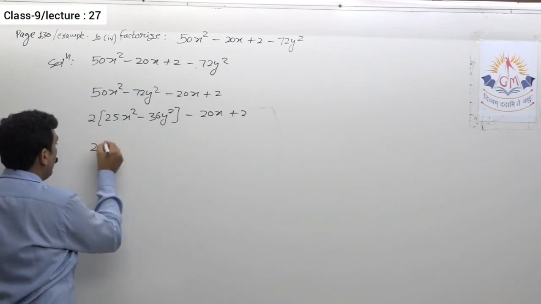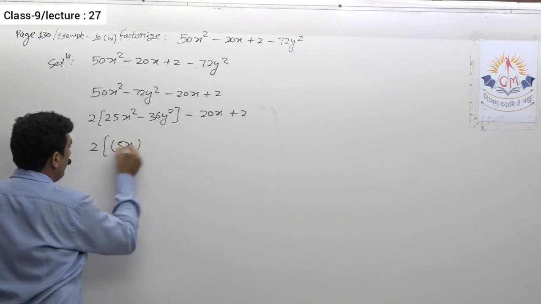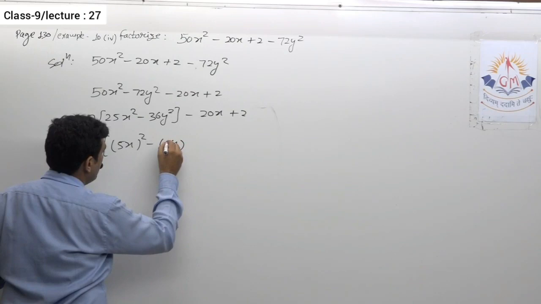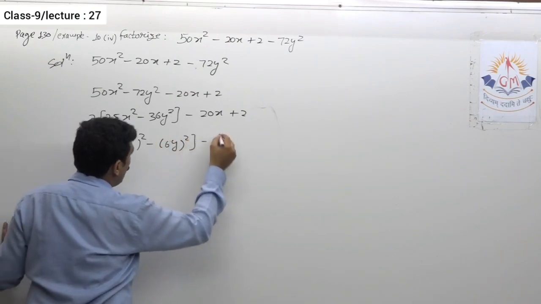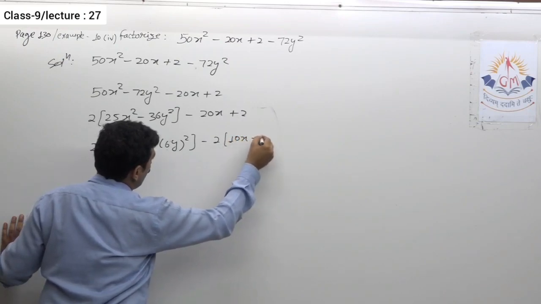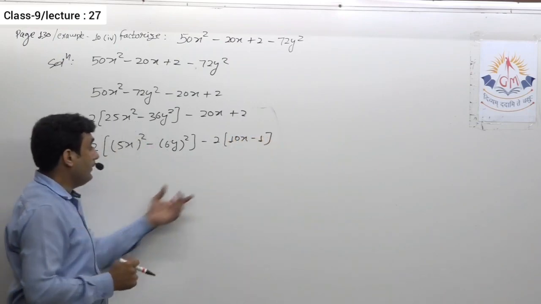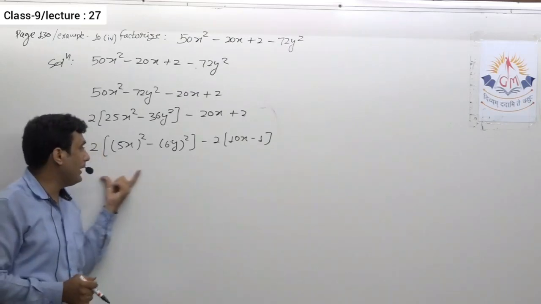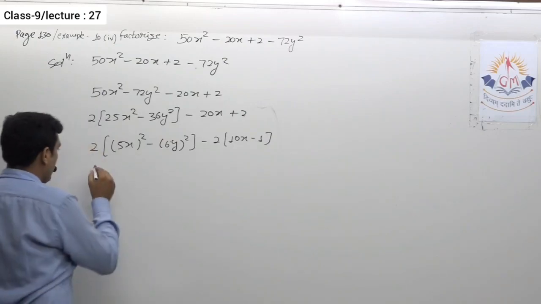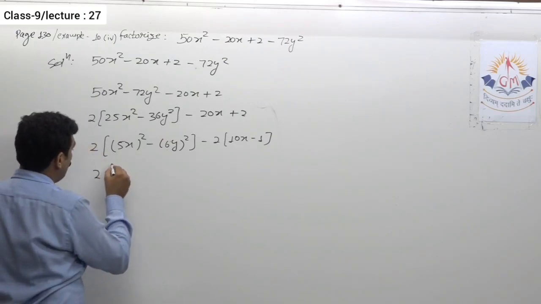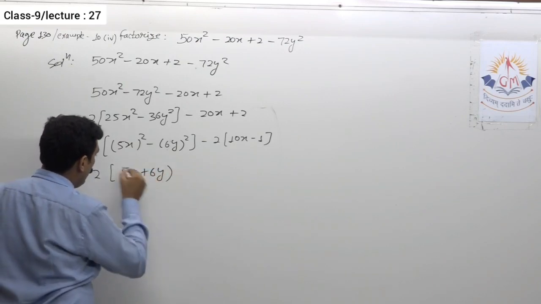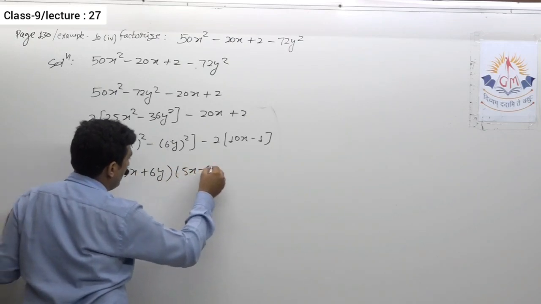Let us see if I write this and apply the identity of a square minus b square, is it possible to factorize this further? From here again I can take 2 common. So what will I get? 10x minus 1. Now here we must get 10x minus 1 over here, then it is only possible to take common and factorize it further. So if I take 5x plus 6y over here, and here it is 5x minus 6y.